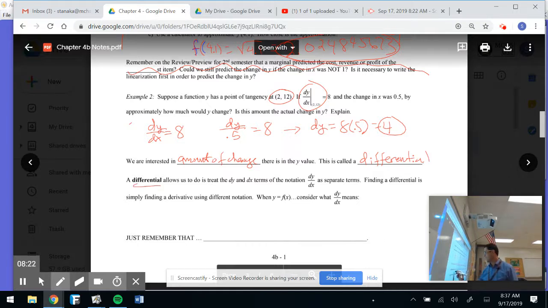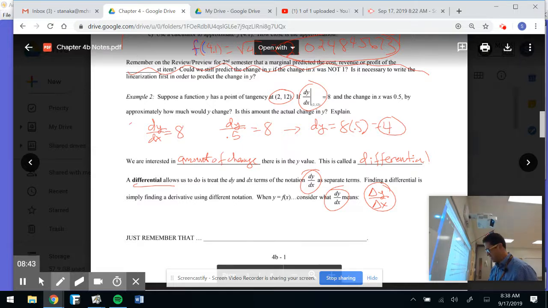A differential allows us to treat the dy and dx in terms of the notion of change in y over change in x. We use this little fancy guy. You probably do it a little bit in physics. That and that mean the same exact thing. Finding a differential is simply finding a derivative using different notation. When y equals f of x, consider dy dx.